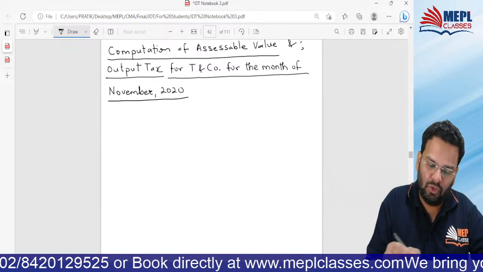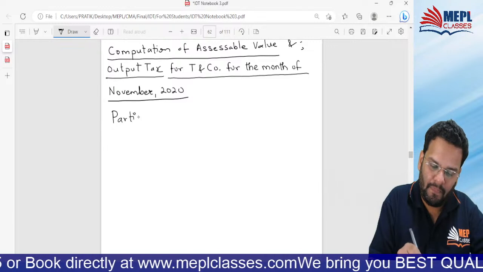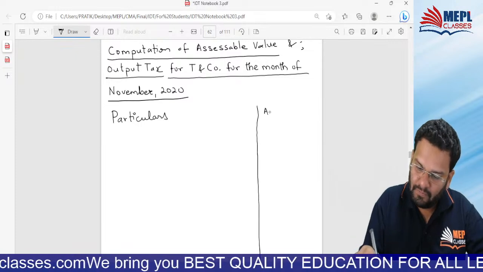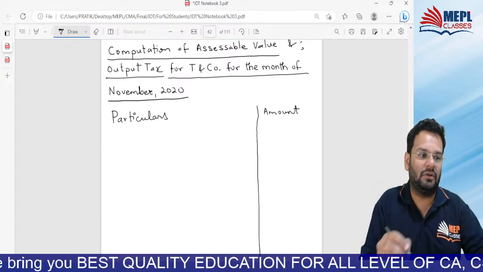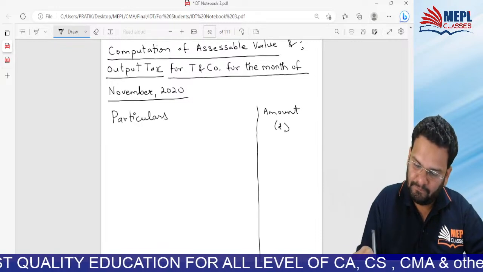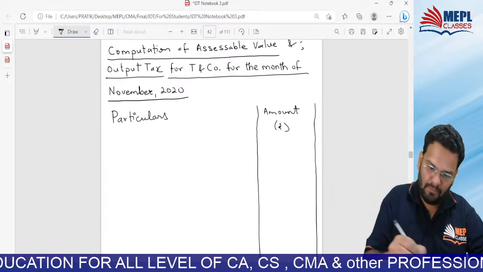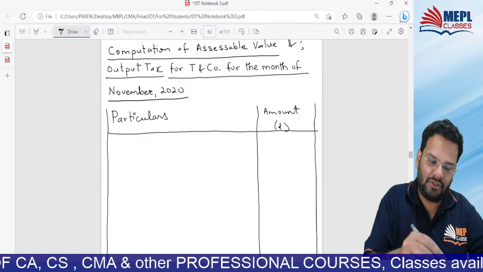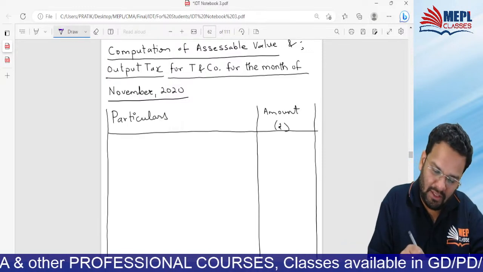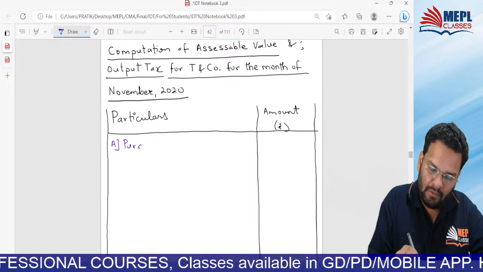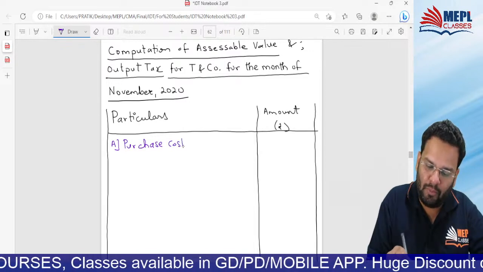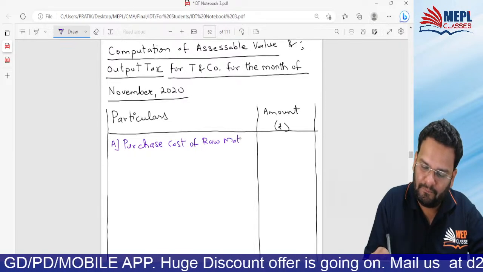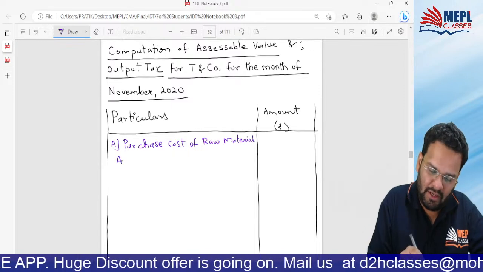Okay. So what you will do now is write particulars and, of course, amount in rupees. It starts with point A: purchase cost of raw material A.